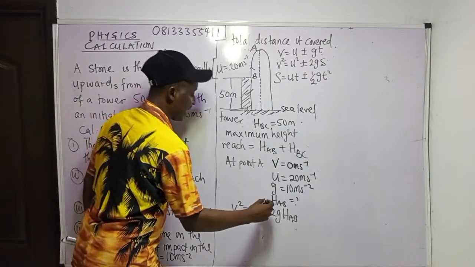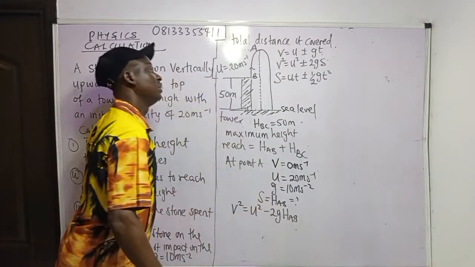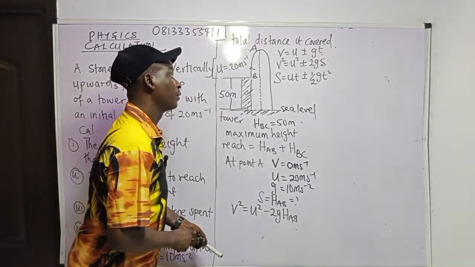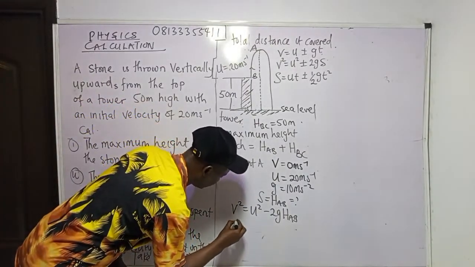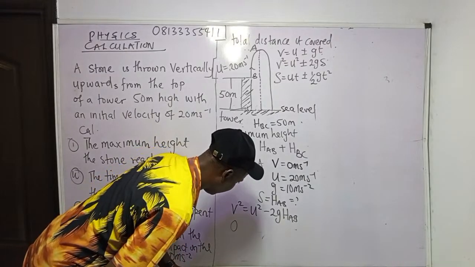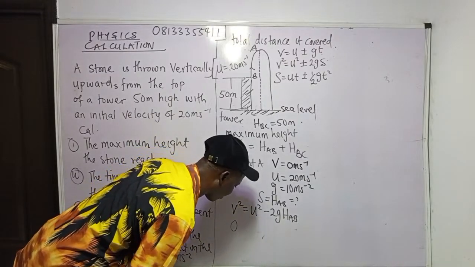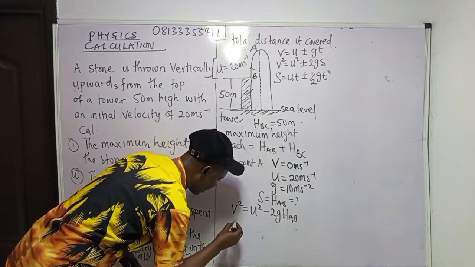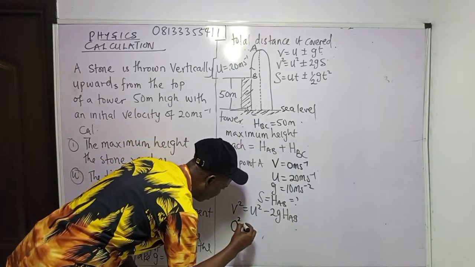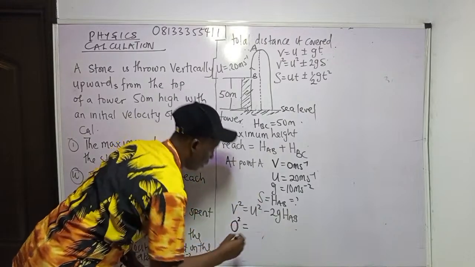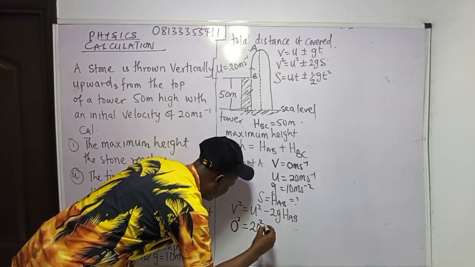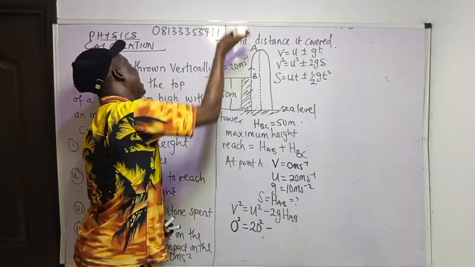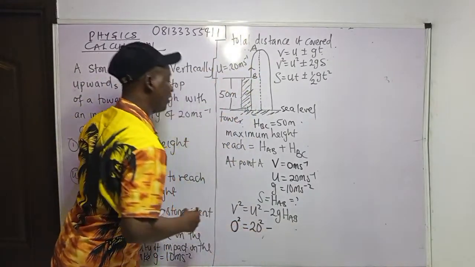So in this case, the S is our HB. Now we are going to have 0 square. I think those of you who have watched my live video last class should understand what S means. I've explained it before, especially when the body is going up. 0 square equal to 20 square. Why do we use minus sign? When the body is projected against gravity upward, use minus sign.